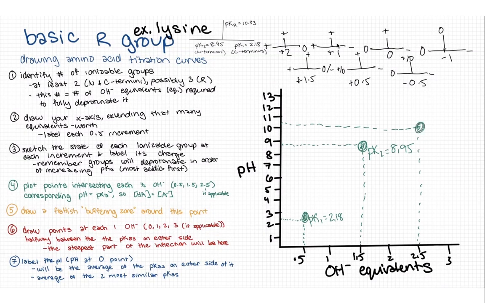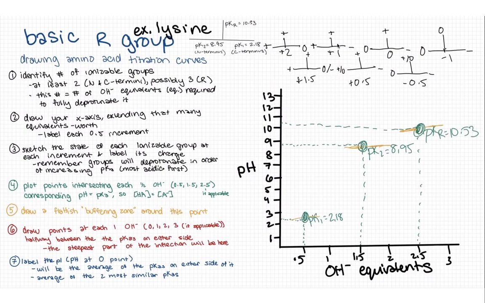And here we can plot that point. And that's going to be our pKr, equal to 10.53. Remember, we have our buffering zone right around it, so we're going to have a flat region around it. And now we want to find the steepest point. We want to find the inflection, the steepest point, like our equivalence points.